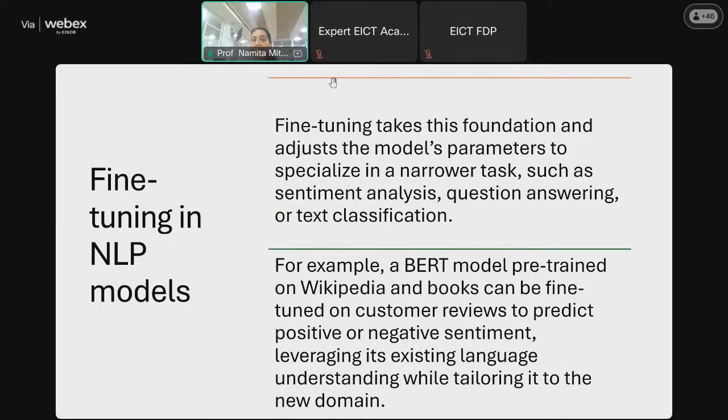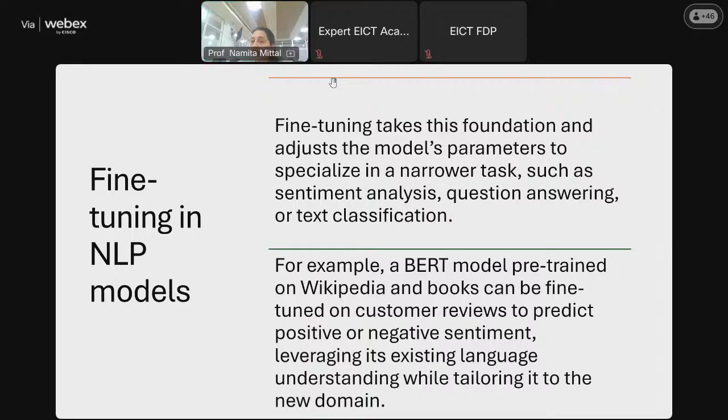Now come to the topic, fine tuning an NLP model. Here we are going to use BERT, GPT and Roberta. Fine tuning takes this foundation and adjusts the model's parameters to specialize in a narrower task. So try to understand, we have a big generic model and we want to make it specific for a specific task, right? Suppose I'm using a deep learning model that is already there, say an LLM, OpenAI's LLM, a large language model, Llama, right? And I can choose the model according to my capacity of handling it.